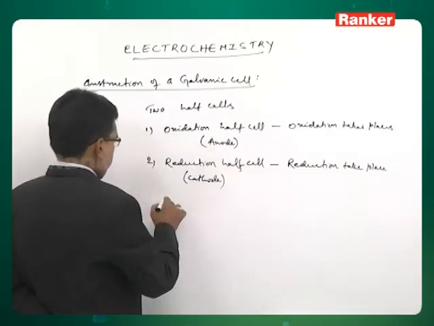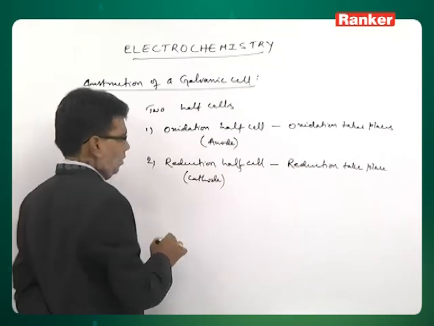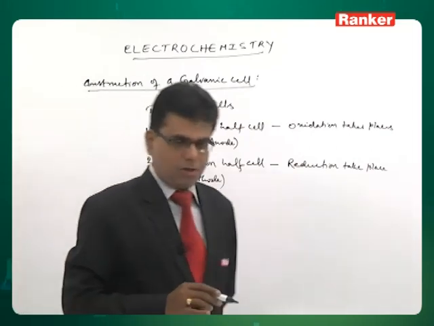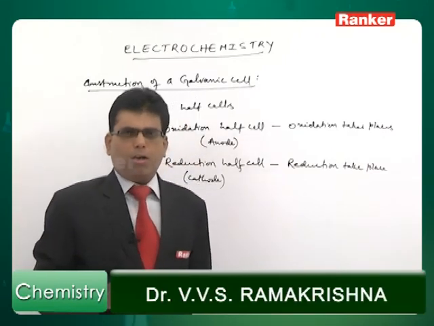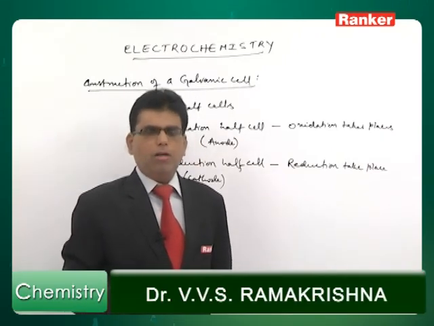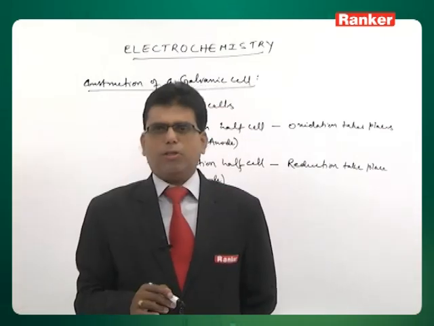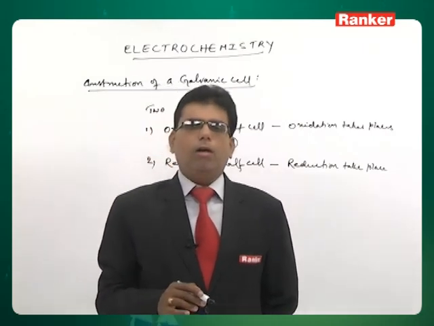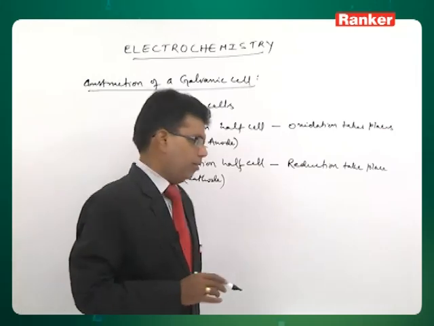Suppose at the anode we have a metal and non-metal combination, or two metals in which one undergoes oxidation and one undergoes reduction. The more electropositive metal will be the one that undergoes oxidation and will act as a reducing agent. The less electropositive metal will undergo reduction and will act as an oxidizing agent.